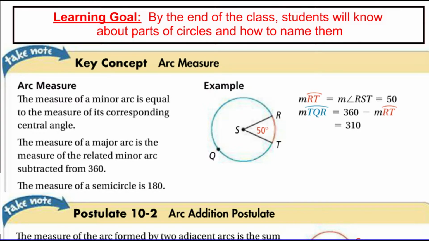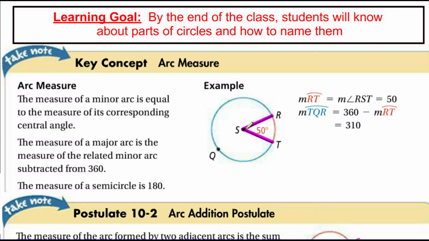In our definition here in the key concept, the measure of a minor arc is the same as the measure of the central angle that is inside of the circle. If you take a look at our little picture here, let me grab my highlighting tool and we'll highlight what that is talking about. If I take a look at this 50-degree angle, remember we said a central angle is just an angle whose vertex is at the center of the circle.